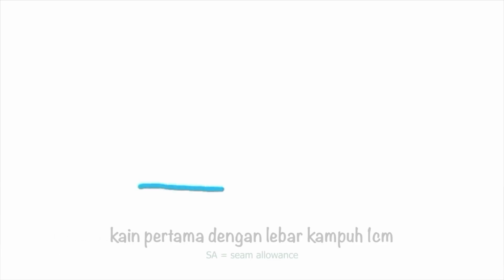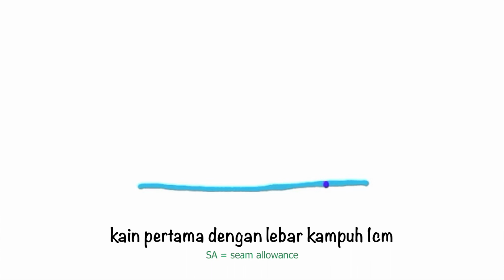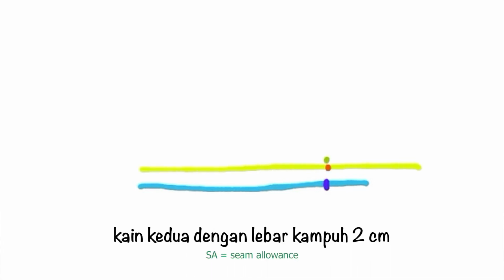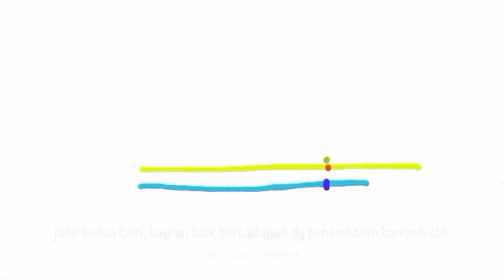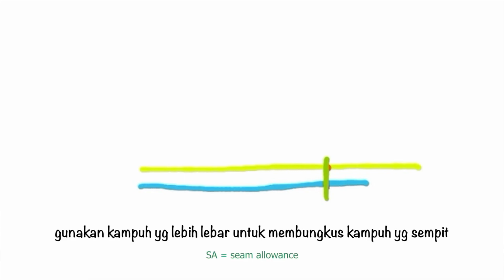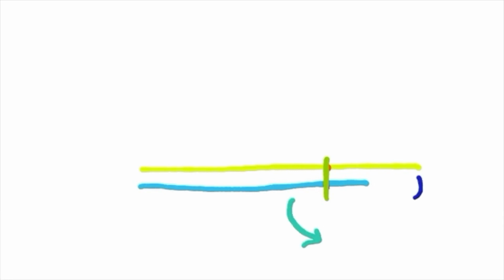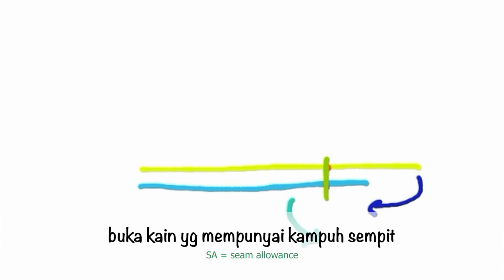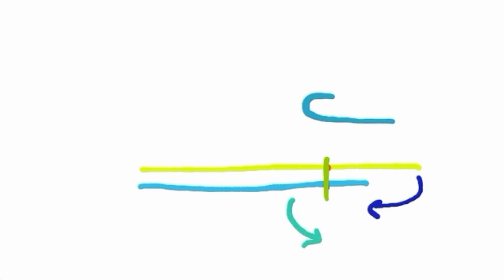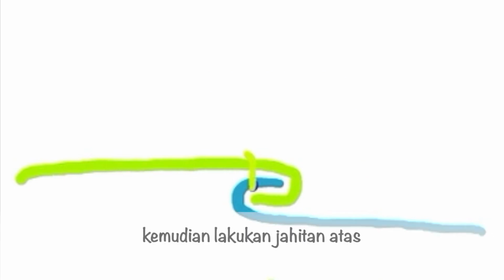The constructions. First fabric with 1 cm seam allowance, the second fabric with 2 cm seam allowance, then stitch the seam line. The both fabrics will have 1 cm different seam allowance. Fold the longer seam allowance to cover the short one, and then fold the short fabric to cover all the seam allowance, just like this, and then add the top stitching.